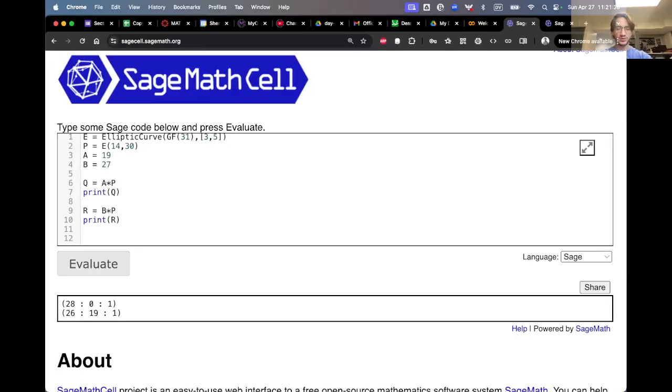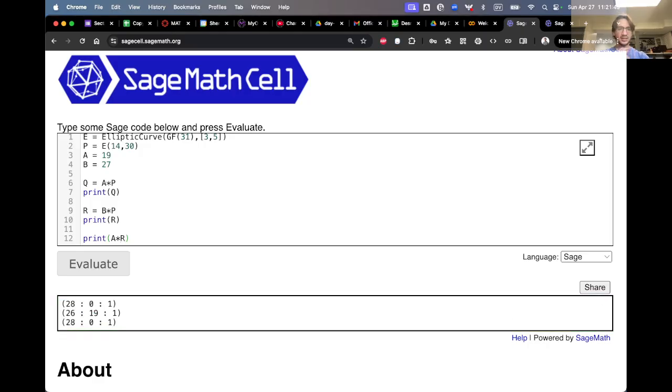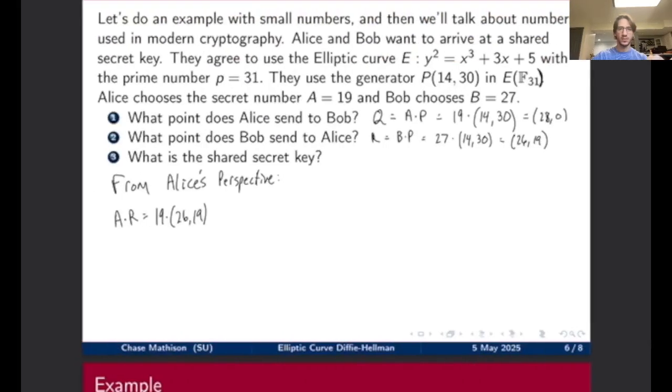So Alice computes print A times R. Alice gets the point 28, 0. Oh, that's scary. But that's fine. What does Bob compute? From Bob's perspective, so Alice got A times R was 28, 0.